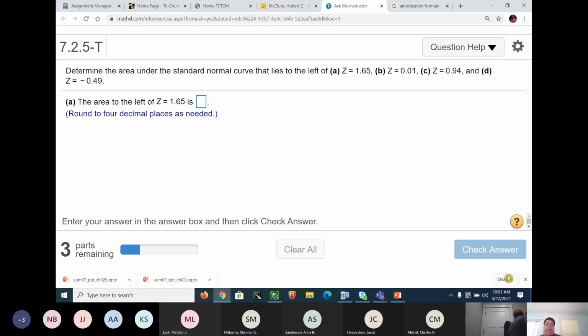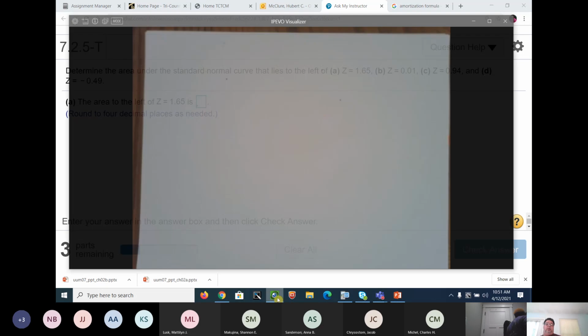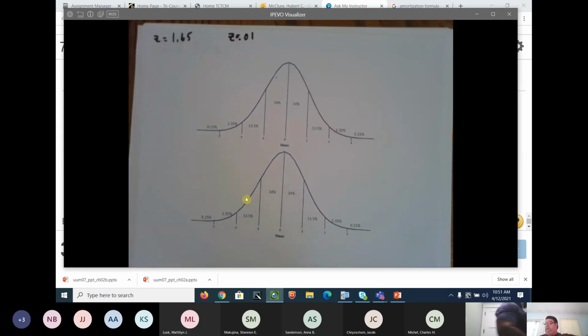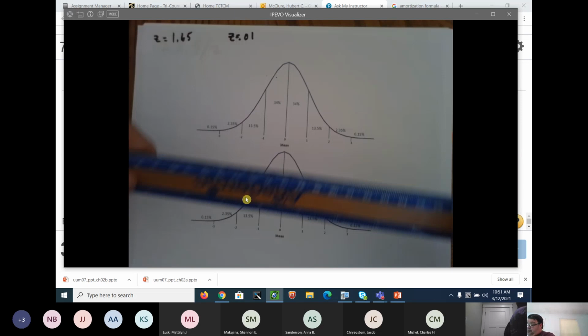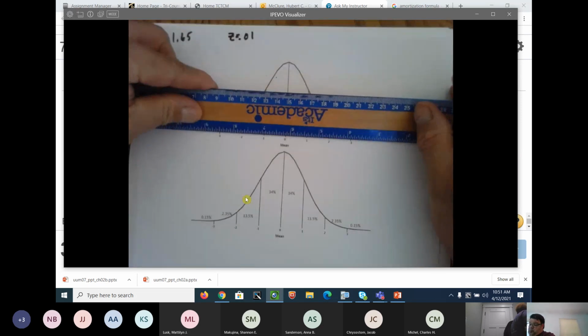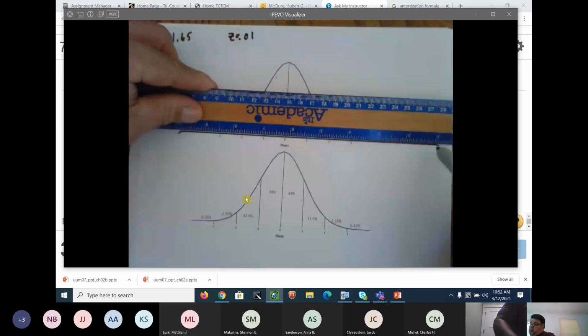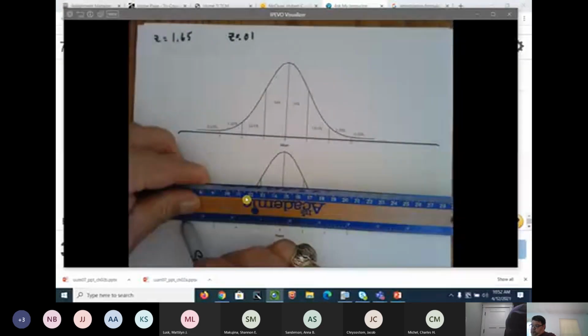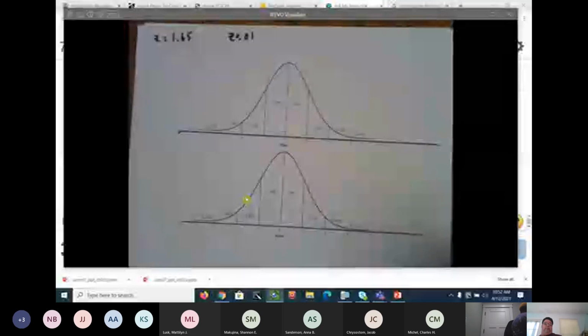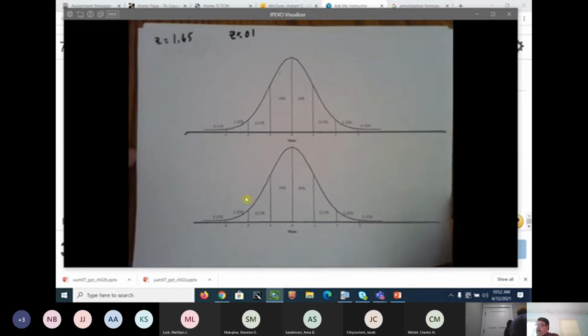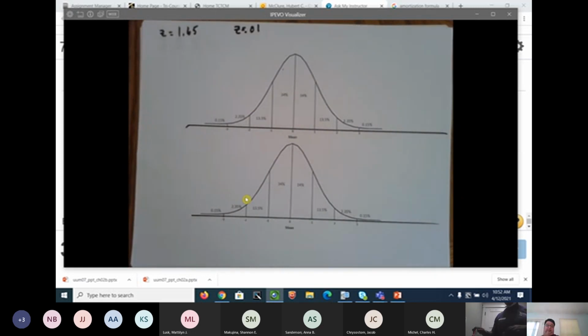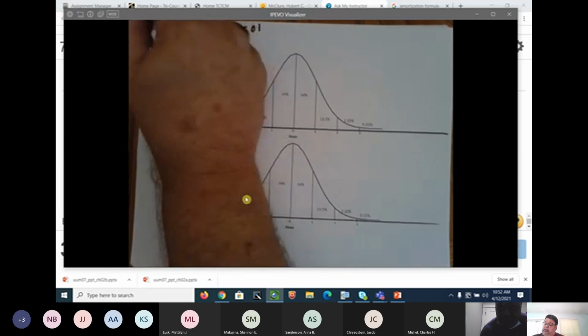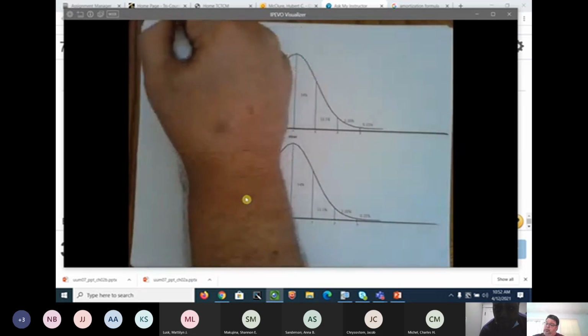Okay, so the first thing I'm going to do is draw a line on these. These graphs didn't have a line under them. All right. So 1.65. Where is 1.65? Z is equal to 1.65.